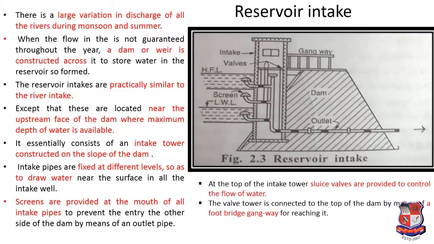As there is a large variation in the flow of the river during the monsoon and summer seasons, if you want to guarantee water supply throughout the year, a dam or reservoir is constructed and water is stored in it. When this reservoir is used as a source of water, a similar kind of tower which we can construct in a river can also be constructed inside this dam.